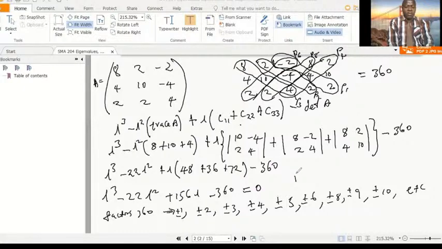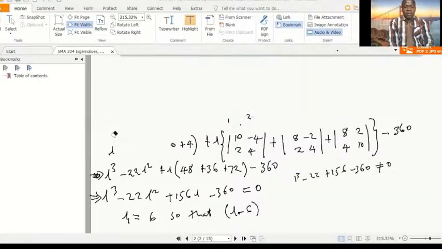So let me just erase this part so that we can now find the other roots. But we already have that 6 is a root, so that makes our work very easy. So we now use synthetic division to get the other roots. So let's write the coefficients of this equation.